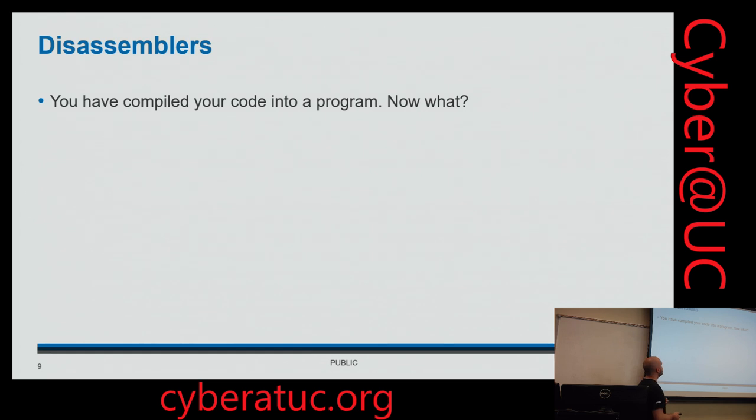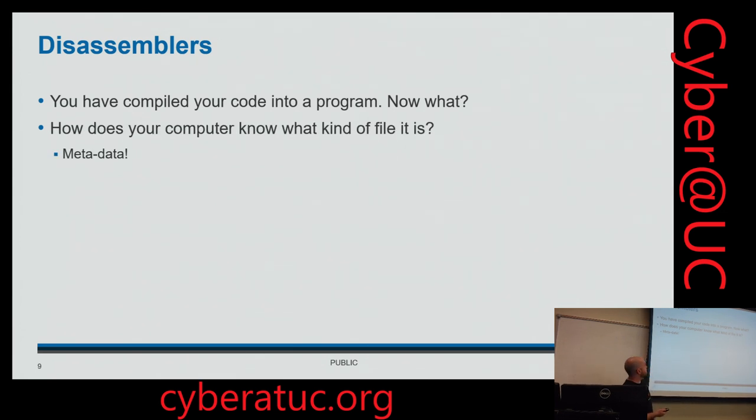So one of the most common tools we use is a disassembler. So you've compiled your code, your program. What happens then? How does your computer know what kind of file it is? There's a lot of metadata associated with each file. So when you compile something in Linux, you're left with an ELF executable. That ELF has some magic data at the beginning that says it's an ELF. It also has some information saying where the entry point is, where the computer should go to start executing. It has things like a symbol table where it has all the function names.